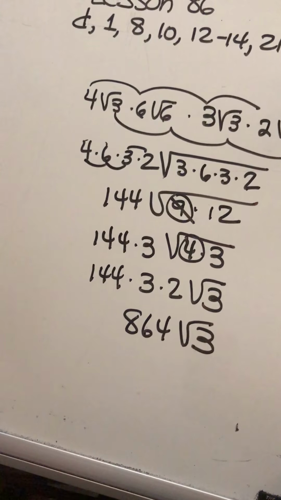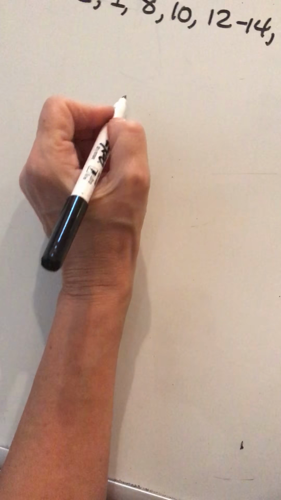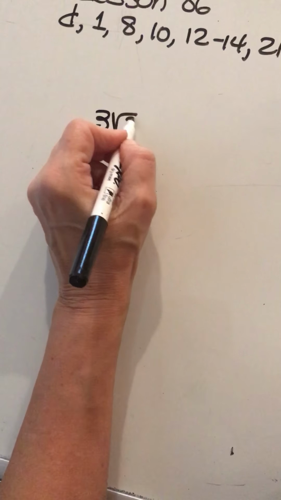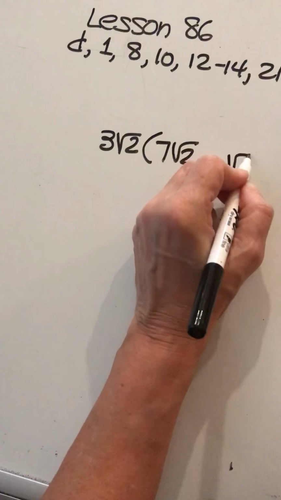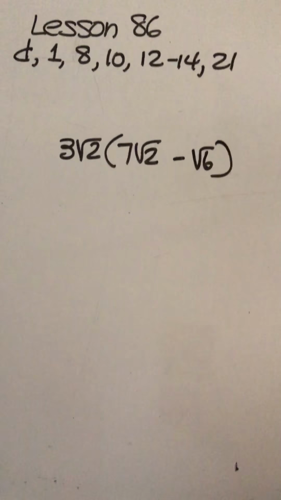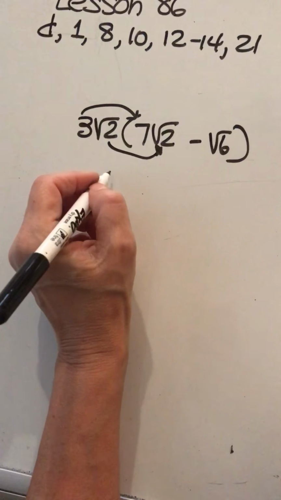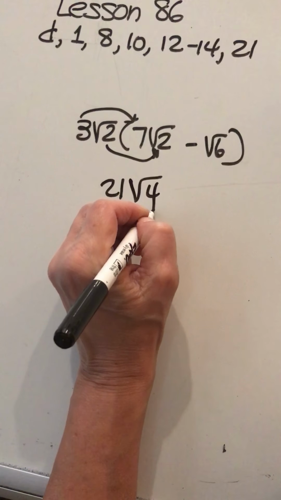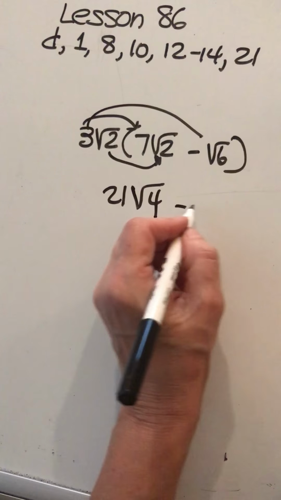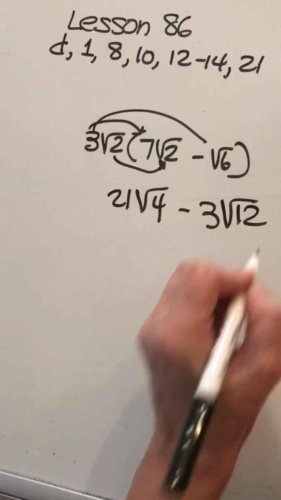That's number 12. Number 13 is similar to this. It's 3 square root of 2 times 7 square root of 2 minus the square root of 6. When I distribute outside and under, 7 times 3 is 21. 2 times 2 is 4. That's just 3 times 1, so it's 3. 2 times 6 under the radical is 12.